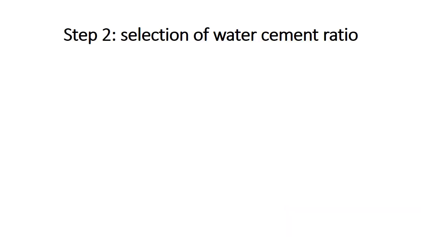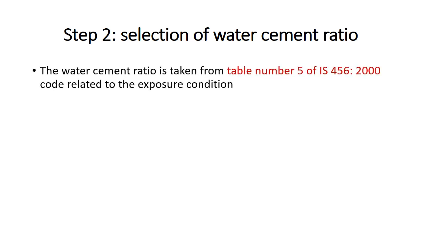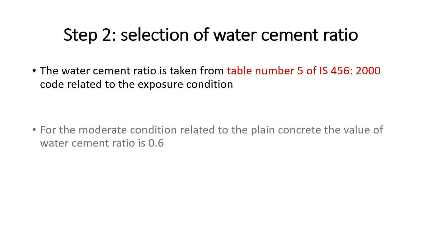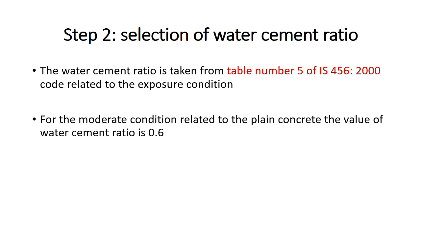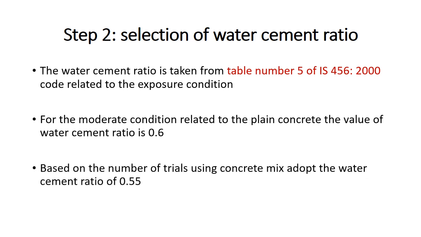Next, step number 2, the selection of water cement ratio. The water cement ratio is taken from table number 5 of IS 456 2000 for the exposure condition. For the moderate condition related to plain concrete, the value of water cement ratio is 0.6. Based on the number of trials using concrete mix, adopt the water cement ratio of 0.55.